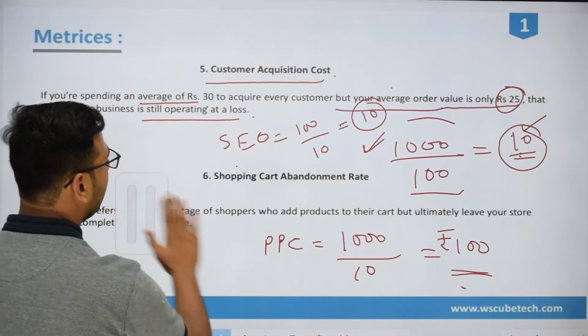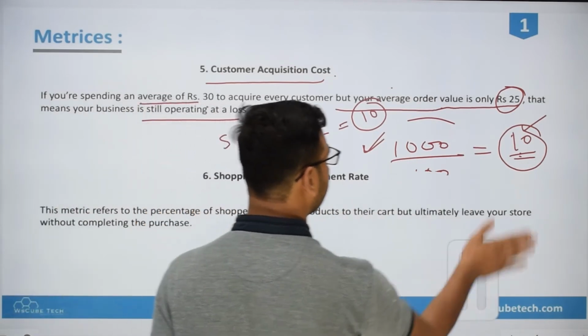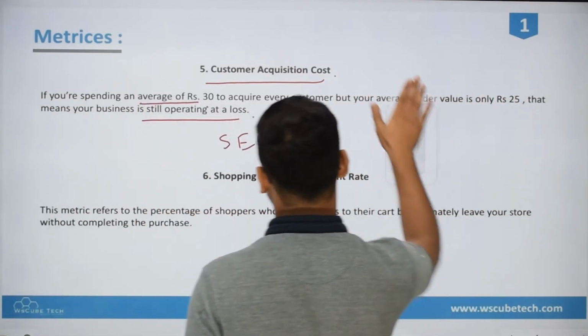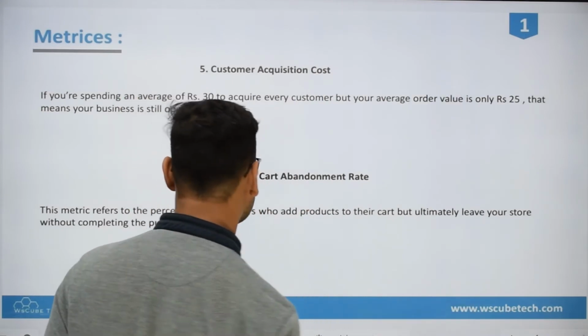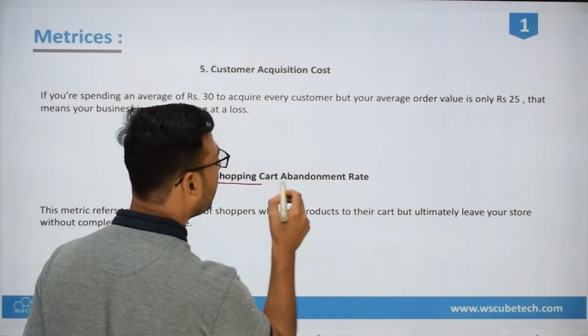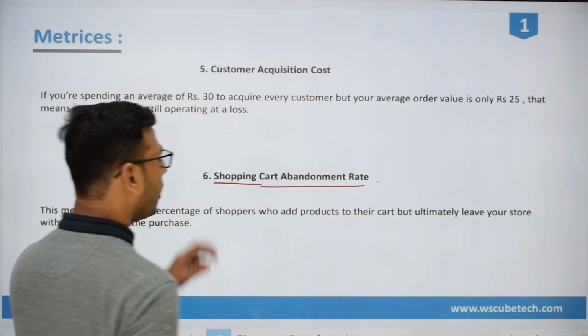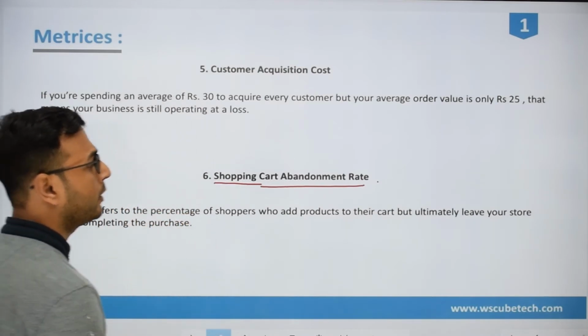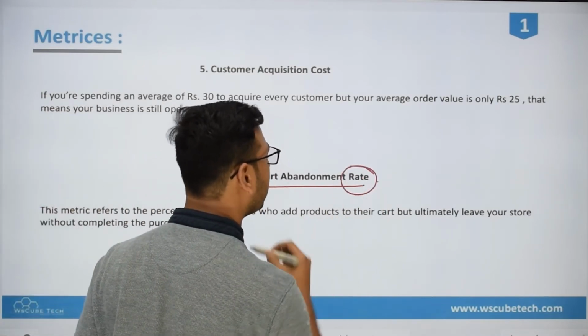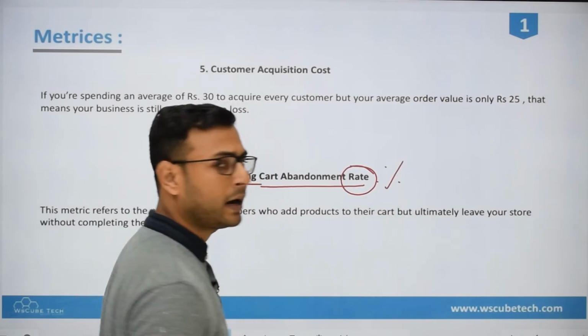Let us discuss another metric, which is again a very interesting and very important metric from the e-commerce business point of view: the shopping cart abandonment rate, right? Now, what is the shopping cart abandonment rate? Since it is called a rate, we can easily identify that it will be calculated in percentage.